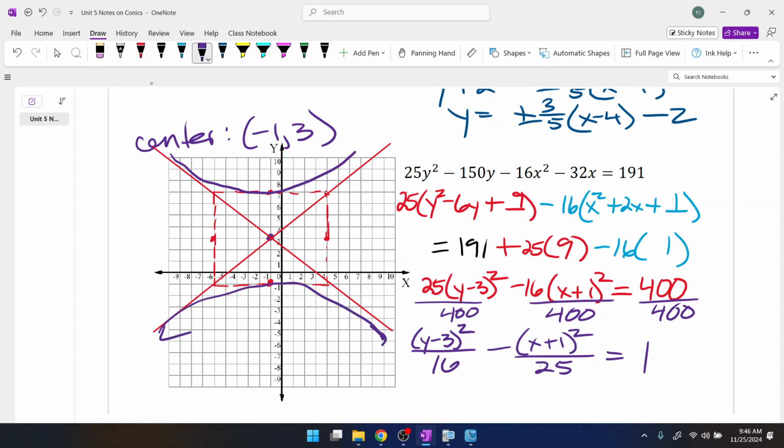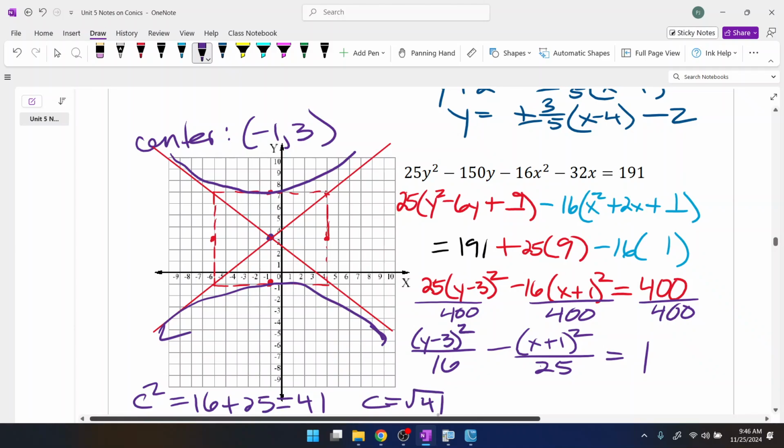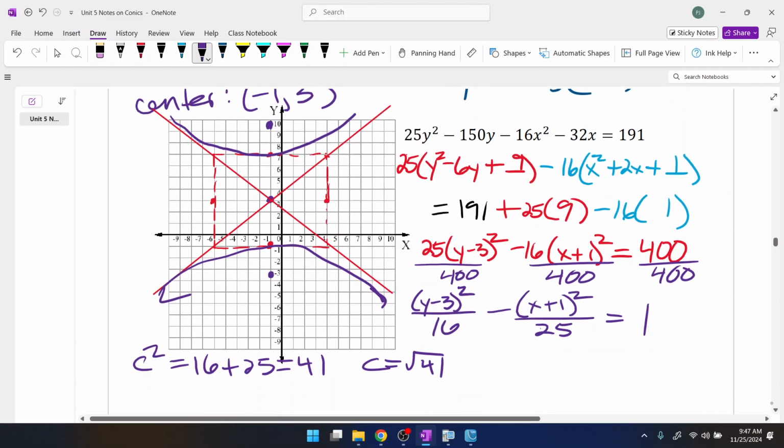All right, so what we need to do here is figure out the foci. So c squared is literally going to be 16 plus 25, which is 41. C is going to be the square root of 41, which is like 6 and change. And here's the thing, it's going to be pretty far away from there. So what will happen here is the x-coordinate for the foci will remain constant. It's the y-coordinate that's going to change.